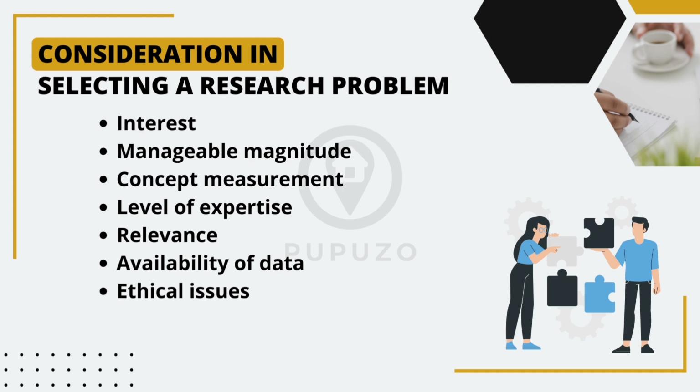Availability of data is another crucial factor. Ensure that the necessary data, whether primary or secondary, is accessible and obtainable. Adequate data availability is vital for conducting a comprehensive and robust study.